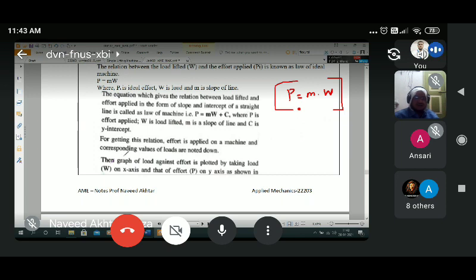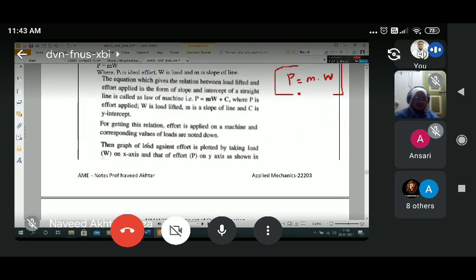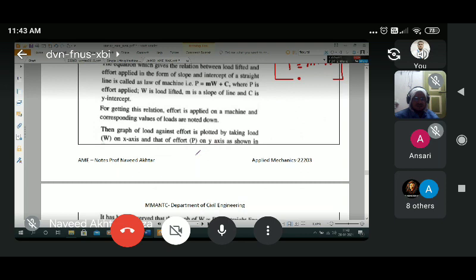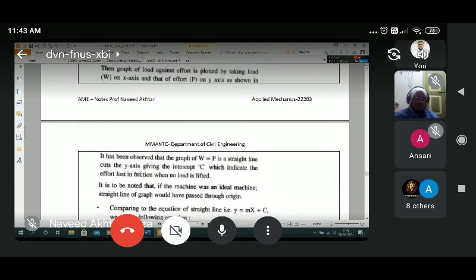For getting this relation, effort is applied on a machine and corresponding values of load are noted down. Then the graph of load against effort is plotted by taking load W on the x-axis and effort, that is P, on the y-axis, as shown in the figure. It is observed that the graph of W against P is a straight line. It cuts the y-axis, giving the intercept C, which indicates the effort lost in friction when load is lifted.